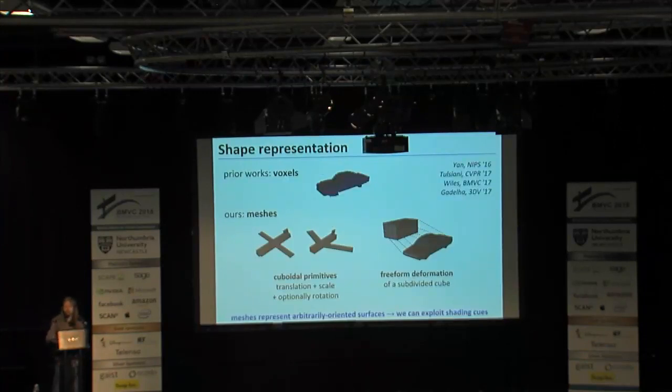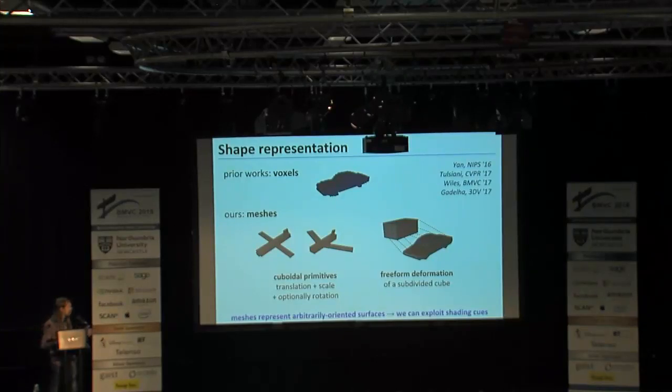I said we produce a shape representation from the neural network. Prior works on 3D reconstruction with 2D supervision use voxels as that representation. But voxels don't produce very pretty images. They're blocky, and also they're expensive to produce from 3D CNNs. They require a lot of memory, a lot of compute. Instead, we use 3D meshes, which are a more lightweight representation. Obviously, they're very widely used in computer graphics.